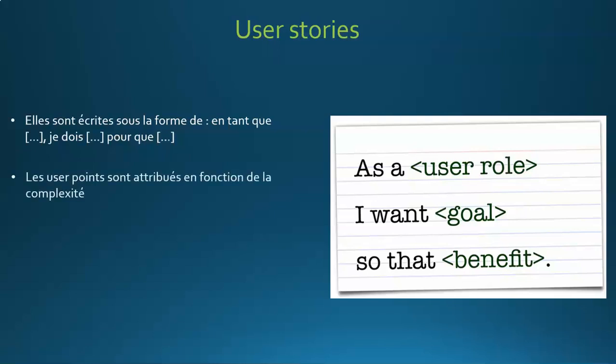Then the points are essentially based on the complexity of the user story. The more complex and time-consuming it is, the higher the score. Once reviewed and validated, we will assign someone to complete it. Finally, the user stories constitute the backlog.